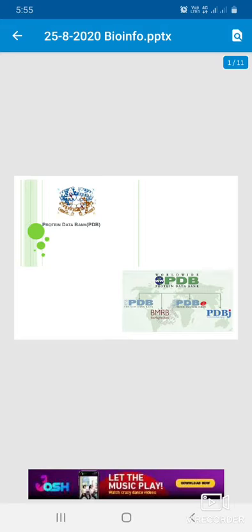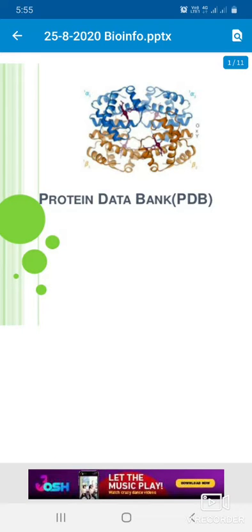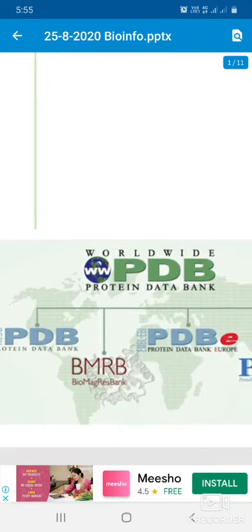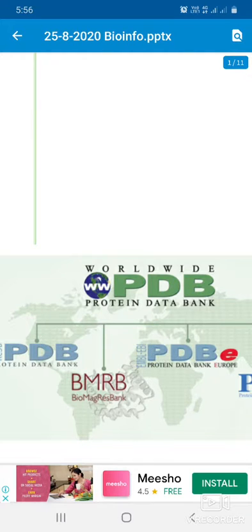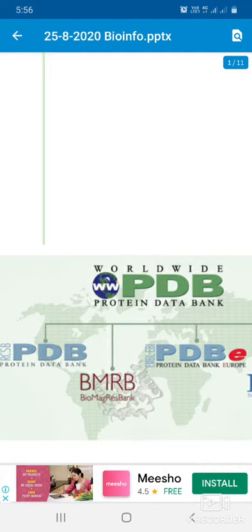Today's bioinformatics topic is PDB, that means Protein Data Bank. It is a structure database. PDB means Protein Data Bank. See the logo of the Worldwide Protein Data Bank symbol.